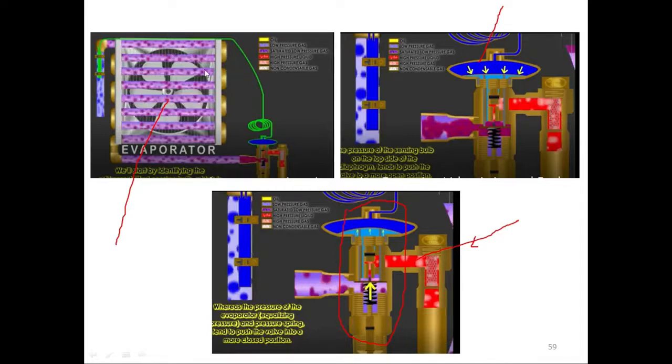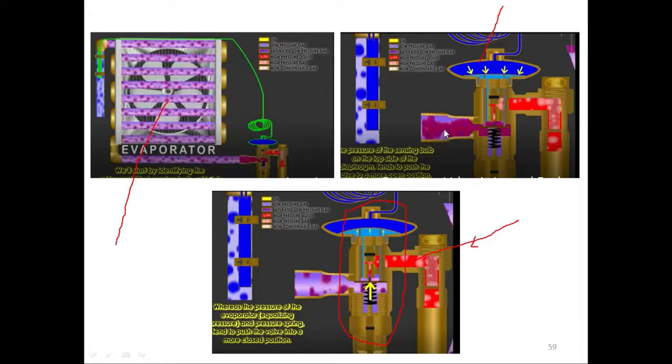So if we get superheated vapor leaving the evaporator, then more heat will be transferred into the bulb, and the bulb will compress the diaphragm, and the diaphragm will compress the plate, and it will enlarge the opening between the evaporator and the condenser, and more refrigerant will enter into the evaporator.